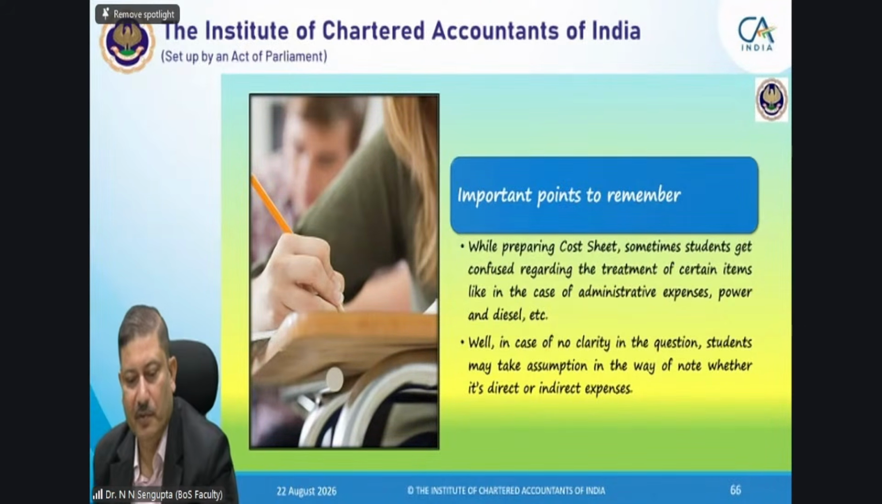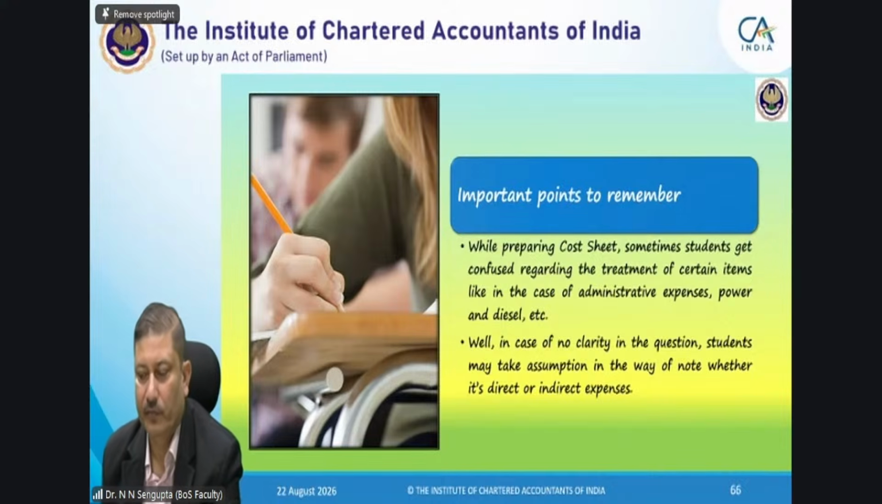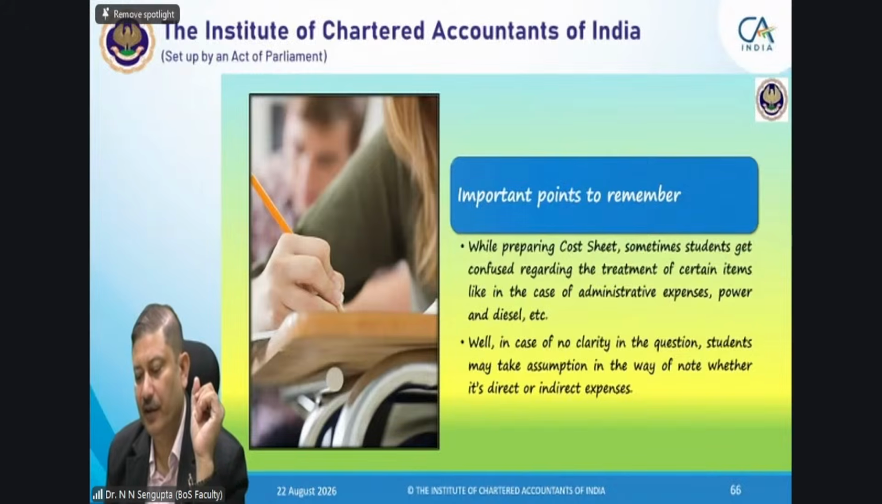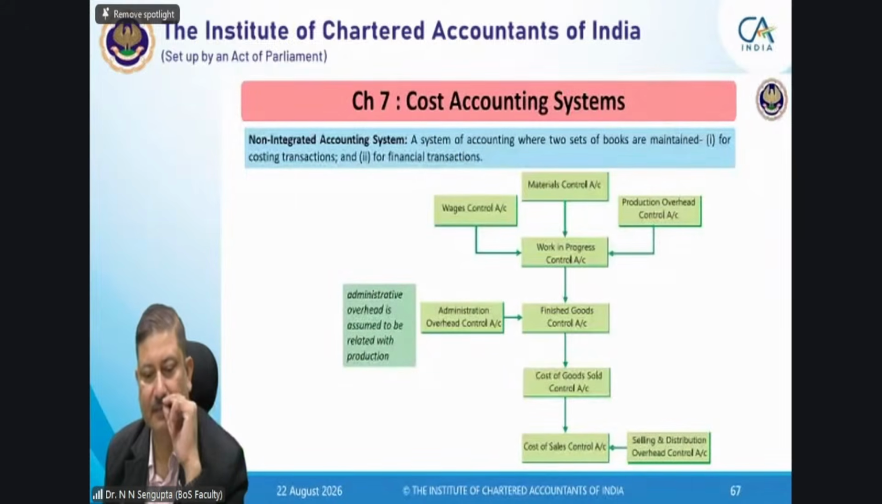Important points to remember while preparing a cost sheet. Sometimes students get confused regarding the treatment of certain items, like administrative expenses, power and diesel. Well, in case of no clarity in the question, students may take an assumption in the way of a note, whether it's direct or indirect expenses.